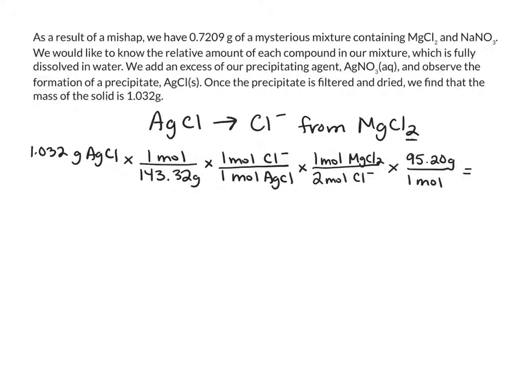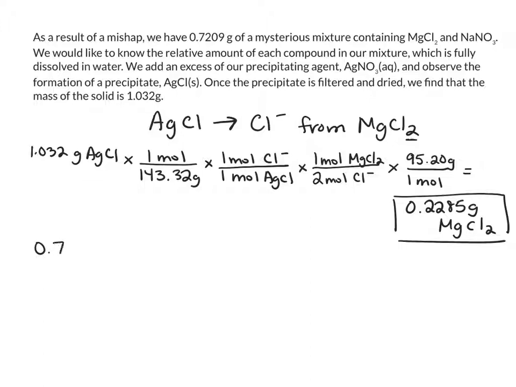So that tells me that from the 1.032 grams of silver chloride, I had 0.2285 grams of magnesium chloride. That's the first part of my answer. But that's only one component. How am I going to find the other component, the sodium nitrate? Well, it's actually easier than you would think.